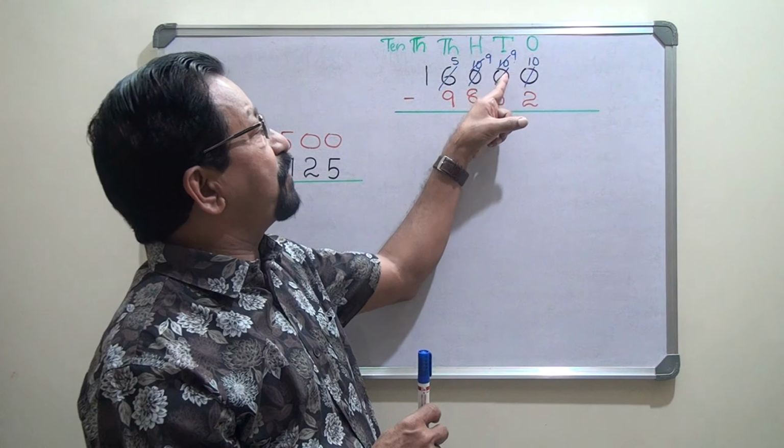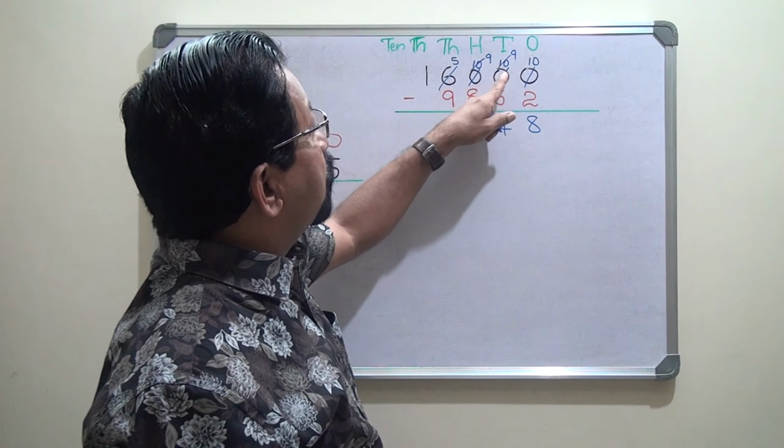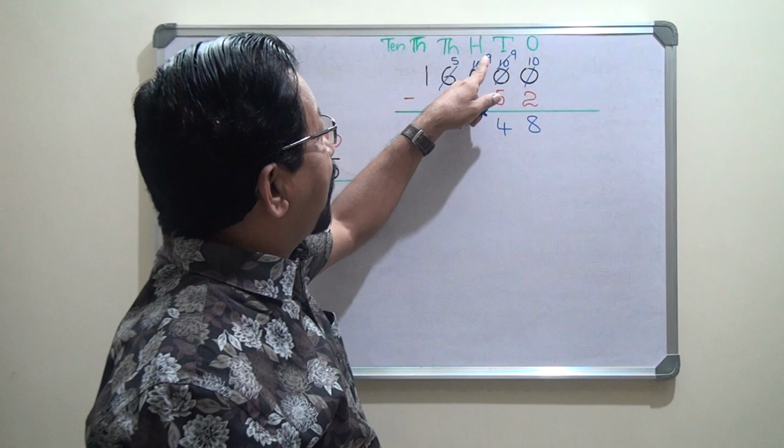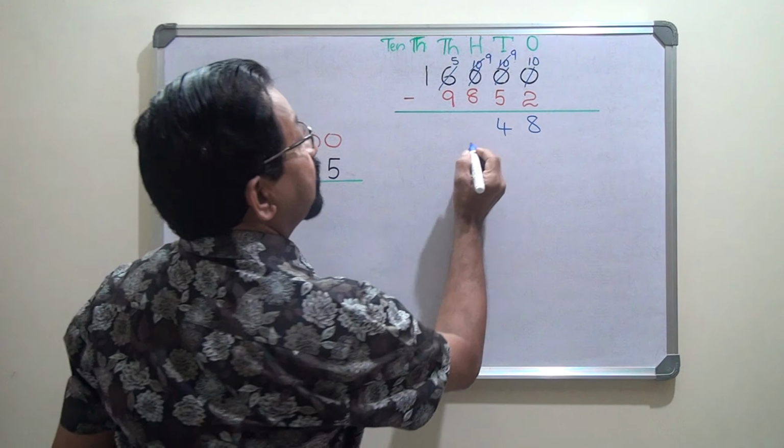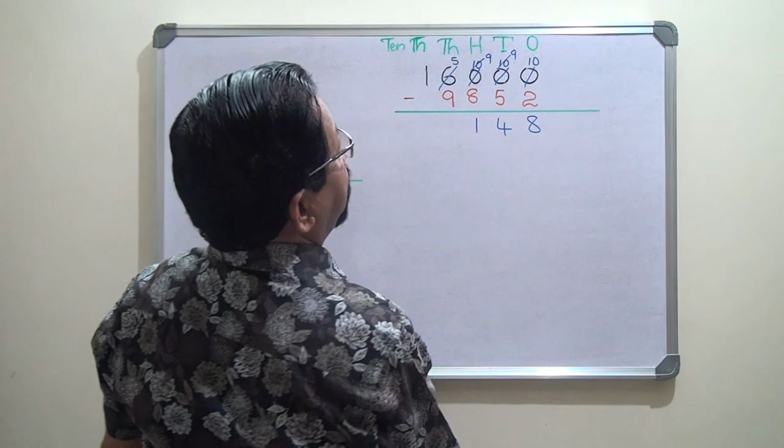Here it was 0. When he borrowed from 1000, the 1000 became ten 100 notes. From the ten 100 notes, one has been given to here, then it becomes 900 notes. 900 notes minus 800 notes, that means a 100 note remaining.